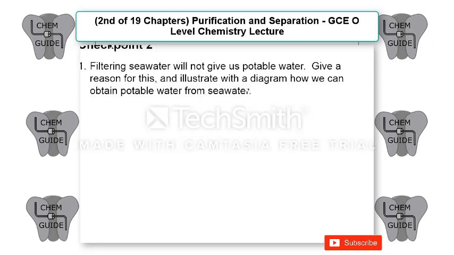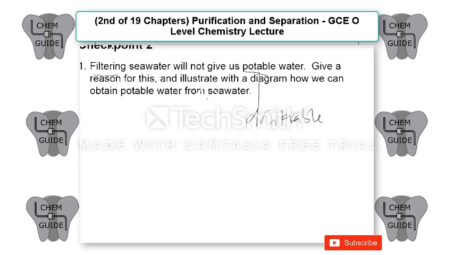Okay, so let's attempt checkpoint 2. Take a few minutes to do this. Right, so we need to obtain potable water from seawater. Potable water means water which is drinkable. So how do you get drinkable water from seawater?